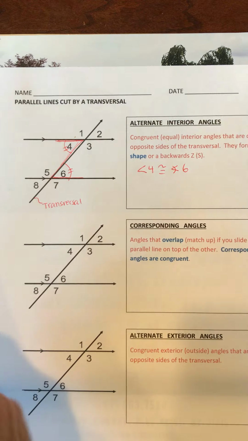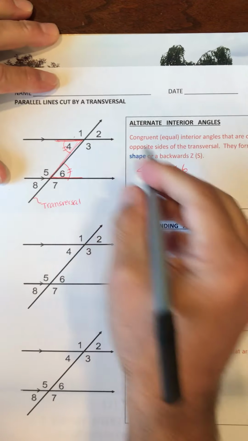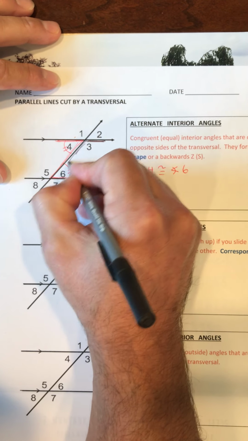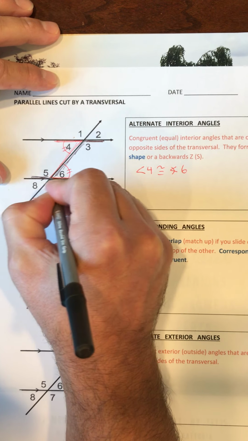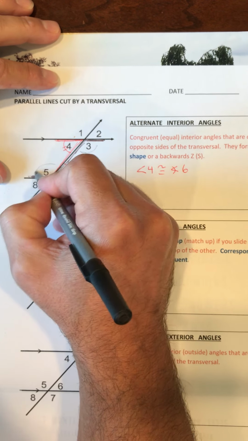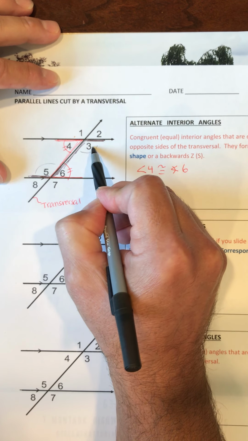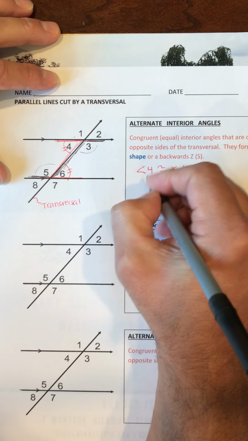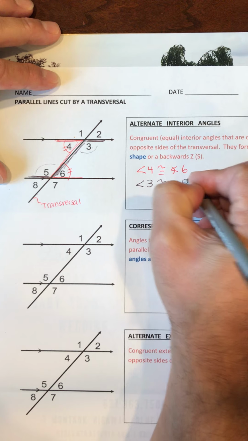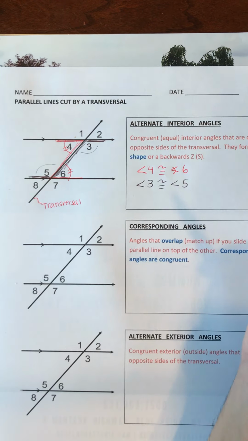Now, you could also get it going backwards, which looks like a deformed, slanted S shape. If I go backwards like this, it's like a backwards Z or a crooked S. Those angles, 3 and 5, are also going to be congruent. Those are alternate interior. One's to the right, one's to the left. Those two angles are obtuse. The two obtuse ones are going to be congruent, and then the two acute ones, 4 and 6, are congruent.